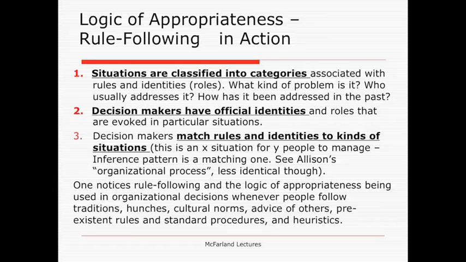Now, one notices rule following in the logic of appropriateness being used in organizational decisions whenever someone follows traditions, hunches, cultural norms, advice, pre-existing rules, and standard operating procedures. We even see them in heuristics. They're just everywhere, and they're clearly a second class of decision-making that is no less intentional, but it's less concerned with consequences than actually matching rules and identities for a situation.